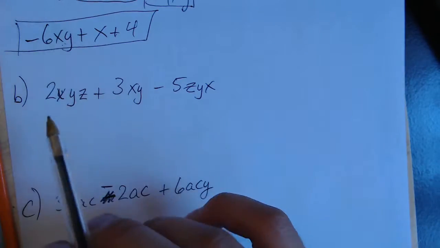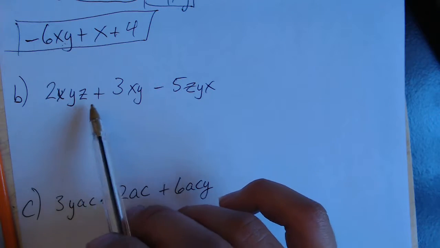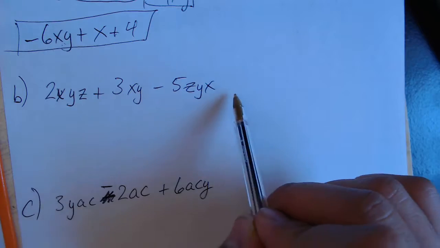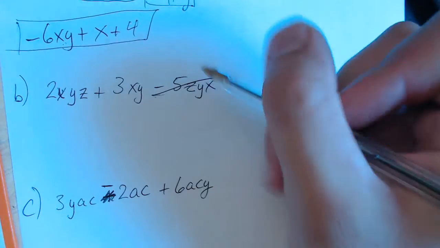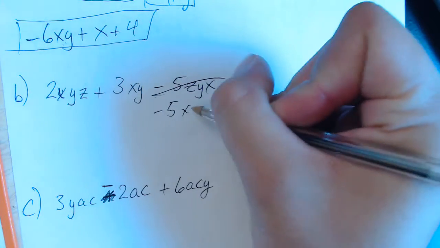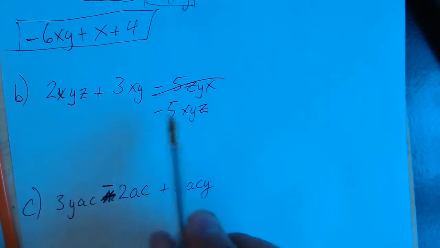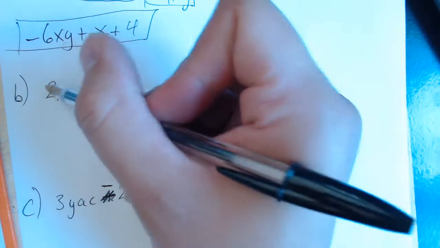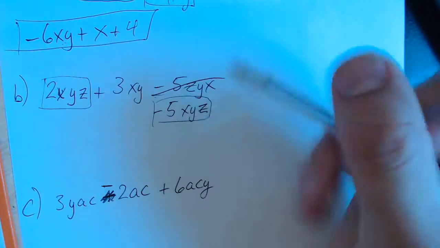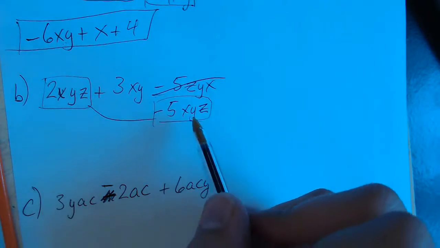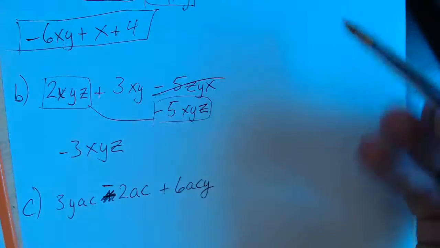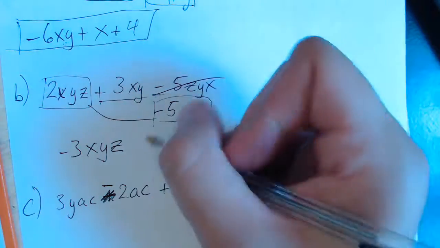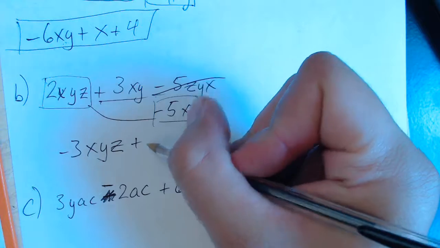Now let's go to B. We've got a little bit more to work with here. So we've got 2xyz plus 3xy minus 5zyx. So 5zyx is the only one that's not in alphabetical order, so we'll go ahead and rewrite that one. We'll rewrite it as negative 5xyz. Now we can see that these two are like terms, and we're going to have to combine these. So we'll go ahead and box this one and this one. Positive 2 plus negative 5 gives me a value of negative 3xyz. And then plus 3xy is the only term left, so we just add that one on there. Plus 3xy, and that's our final answer.